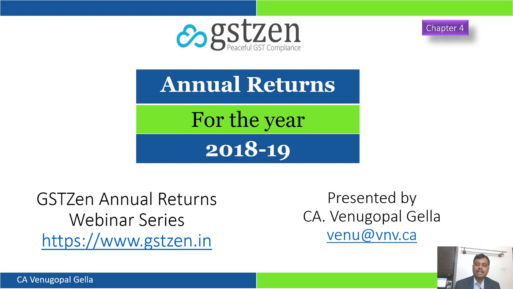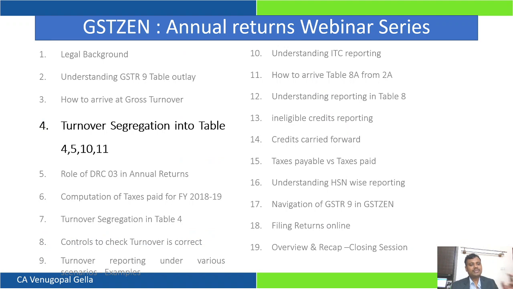In this chapter, we are going to understand about segregation of turnover into table 4, 5, 10 and 11. In the earlier chapter, we understood how one has to arrive at gross turnover. Having said that, this is my turnover for the year, which ideally needs to get into the annual return. Where do I segregate and how do I present it is what we are going to understand.